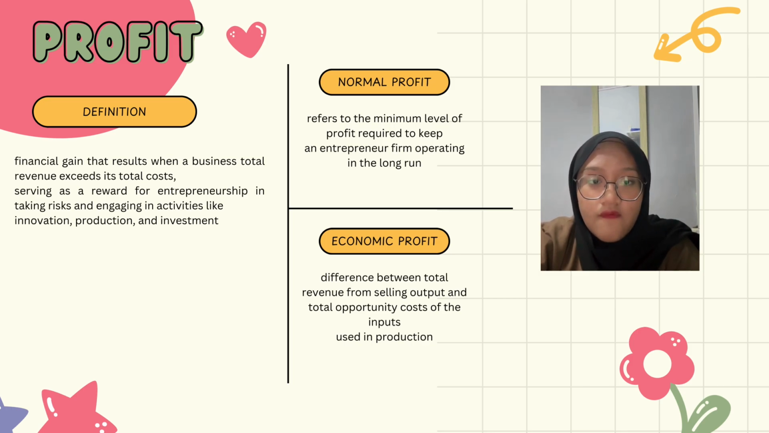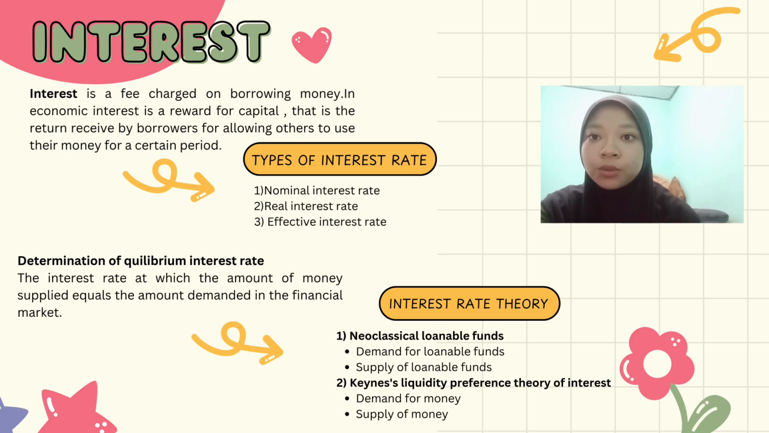Thank you. The definition of profit: financial gain that results when a business's total revenue exceeds its total cost, serving as a reward for entrepreneurship in taking the risk of engaging in activities like innovation, production and investment. Normal profit refers to the minimum level of profit required to keep an entrepreneur's firm operating in the long run. Economic profit is the difference between total revenue from selling output and the total opportunity cost of the inputs used in production.